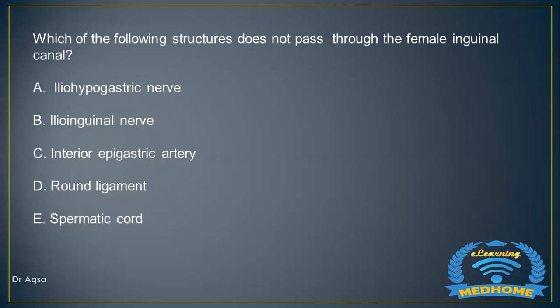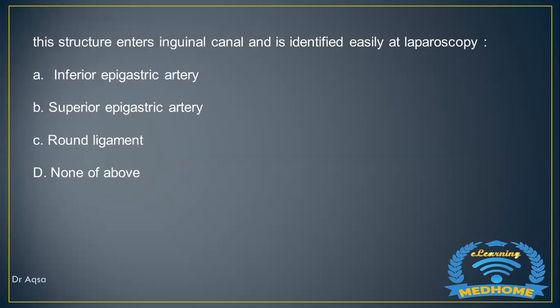So it goes for you. Which of the following structure does not pass through the female inguinal canal? Spermatic cord. Okay. Next: this structure enters the inguinal canal and is identified easily at laparoscopy. It's the round ligament. Yes, at laparoscopy you can easily see the round ligament. Really excellent.